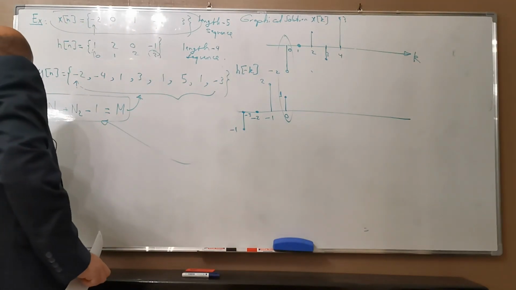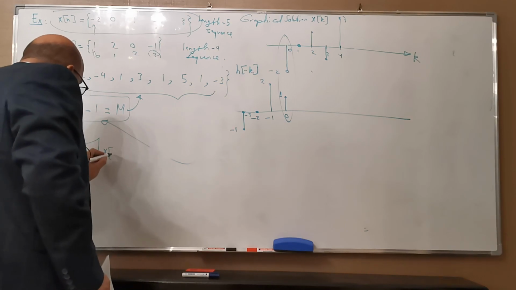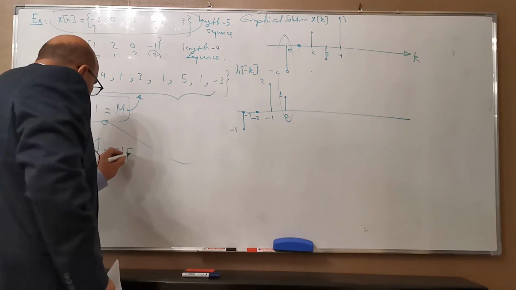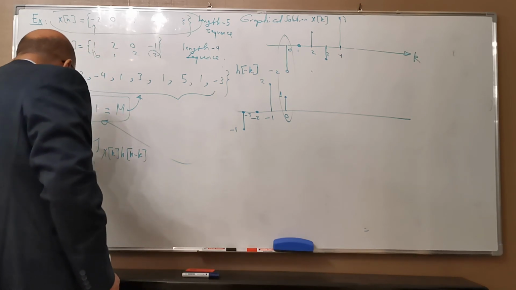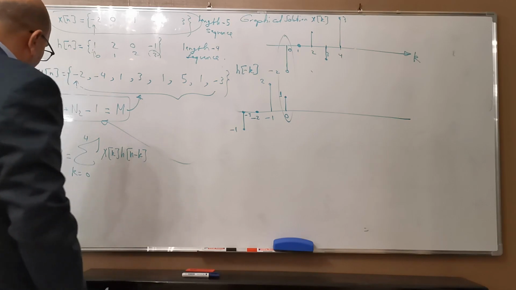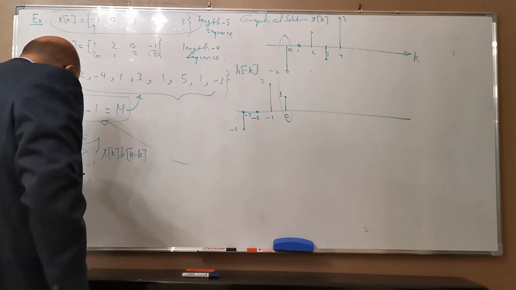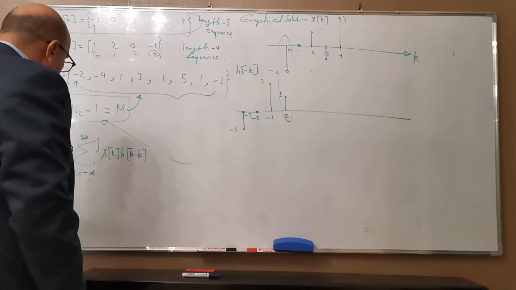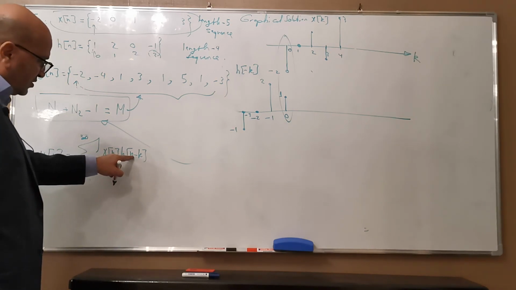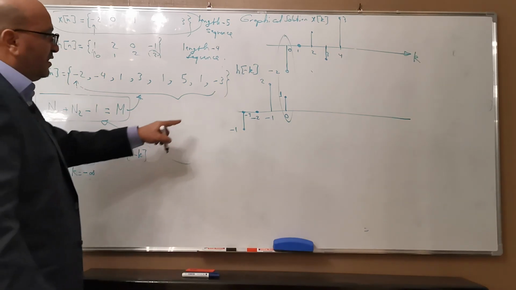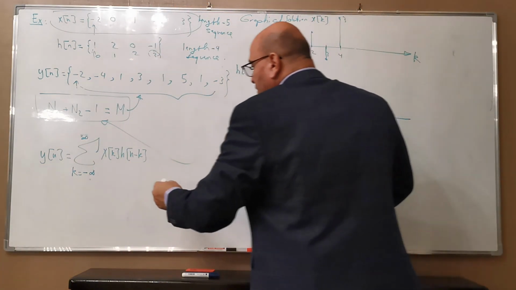Y of n equals the summation x of k times h of n minus k from k equals 0 until 4. Or we can say that this is from -infinity to infinity, doesn't matter. Now if I'm taking n equal to 0, then h of 0 minus k, this is h of minus k. And this is the first element that we will get.